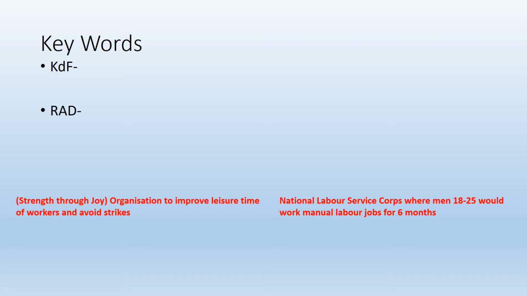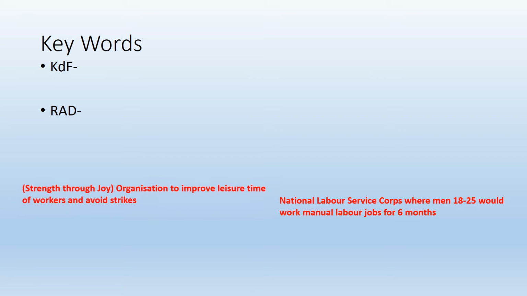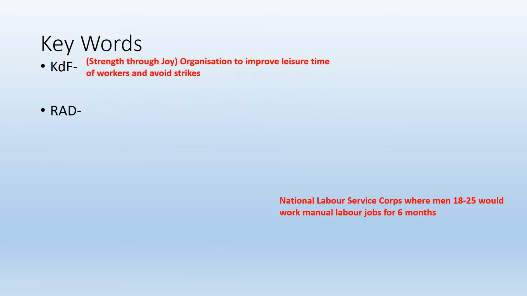First and foremost is the KDF, and this is what we would call strength through joy as an English translation. This was an organization set up to improve the lives of workers and to keep them happy. Hitler was extremely concerned that if my workforce decides to strike, I'm not going to have the factory production that I need, and we're going to fall back into an economic depression.